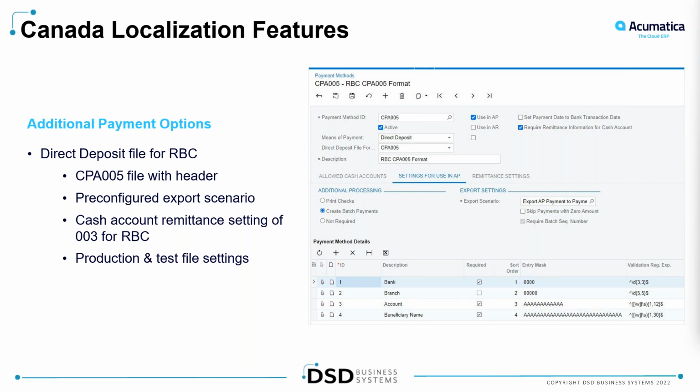There's some additional Canadian localizations coming for direct deposit files. Their banking files are slightly different than the US counterparts, if you will. And then there's ways to configure these, set these up for processing vendor ACHs, if you will, or even employee expense reimbursements as needed accordingly.